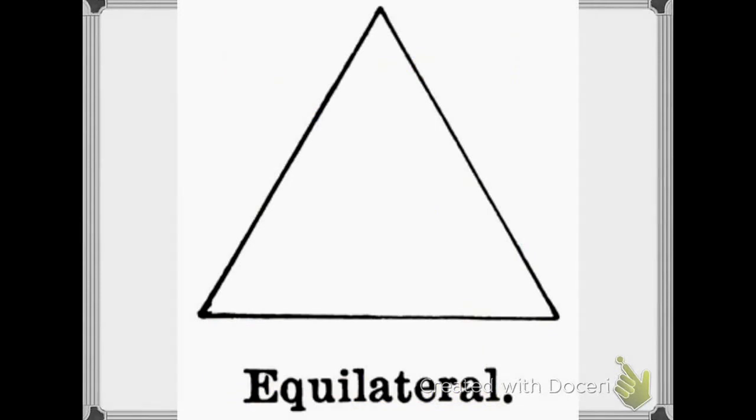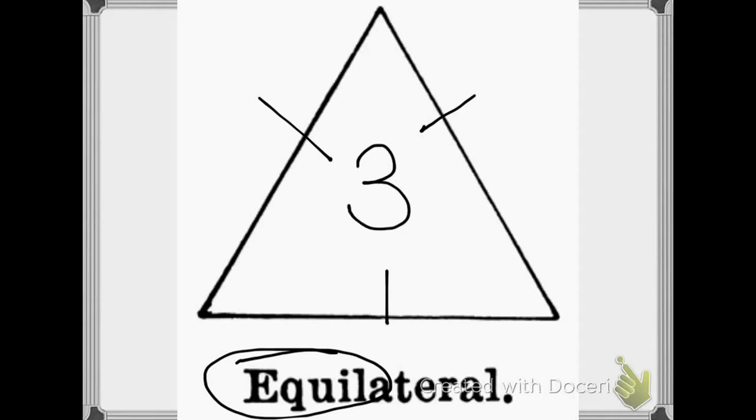One way we measure triangles is by the length of their sides. If all 3 sides are equal length, we call it an equilateral triangle. The word equal is in the name to help you remember that all 3 sides are an equal length.